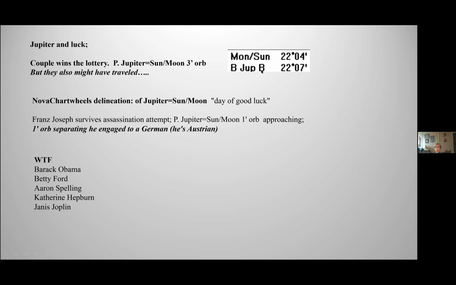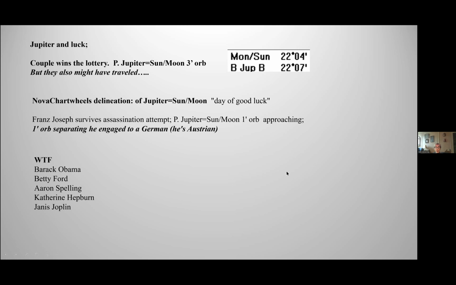On these charts, the progressed planet or the transiting planet, whatever, will show up as B, and the actual midpoint picture will show up with no letter connected with it. But even here, you know, they won millions of dollars. So it's entirely possible that at the very time that they won that money, they traveled. The Nova chart wheel's delineation of Jupiter equals Sun Moon is day of good luck. I cannot speak to that. I'm just telling you the Nova chart wheel's delineation of it.